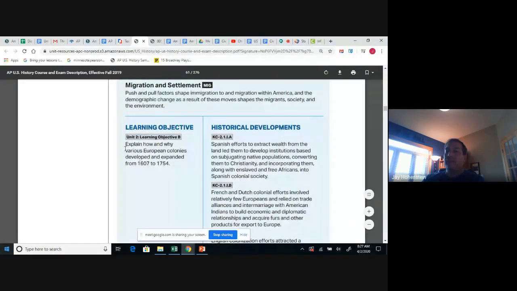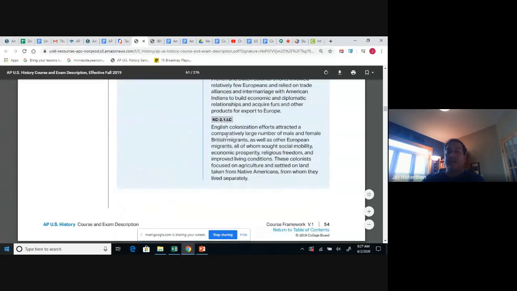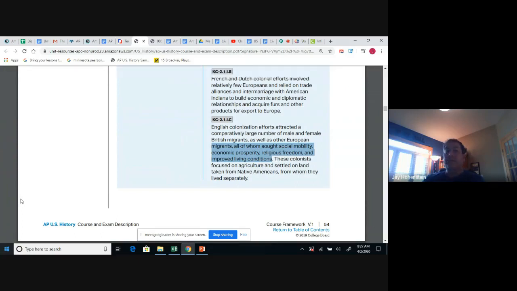If they're asking you to think about the various causes for English colonization, they're right here. They're looking for social mobility, economic prosperity, religious freedom, improving living conditions. And this is how you should really think about your review process. Do you have examples of this?